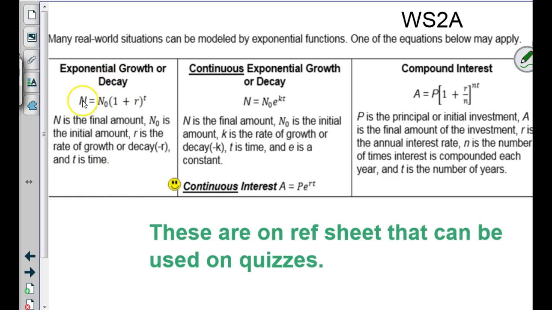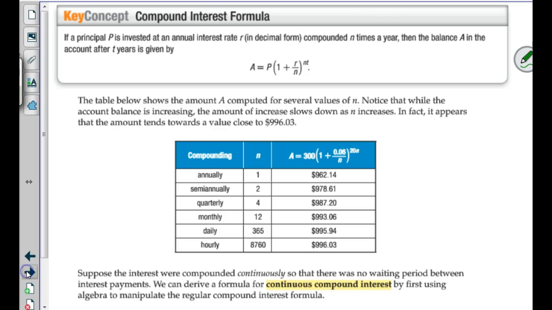The first box is exponential growth and decay. The second box is continuous exponential growth, and the bottom, continuous interest. The third is compound interest. You should have used all three of these last year. Did they look familiar? Compound interest, this is in your book if you need it, but the word annually means once a year, semi-annually twice a year, quarterly 4 times a year, monthly 12, daily 365, etc. Everybody okay with those words?